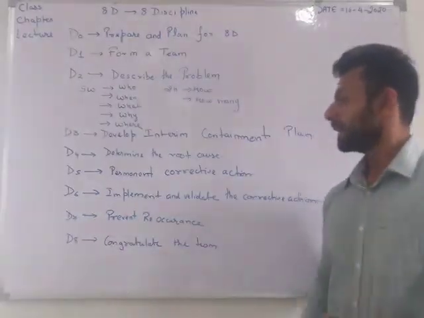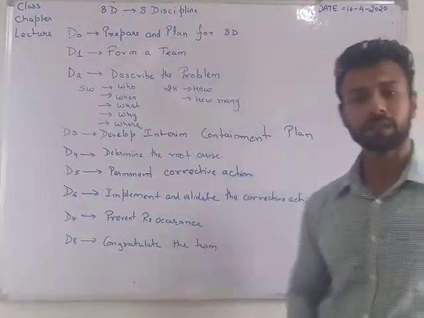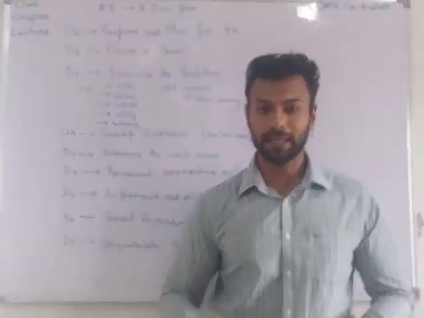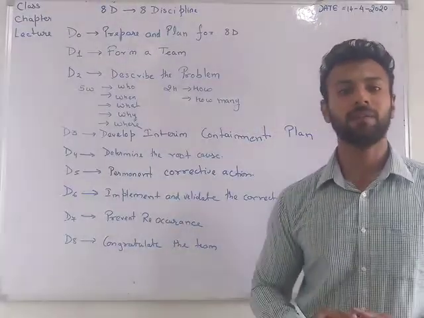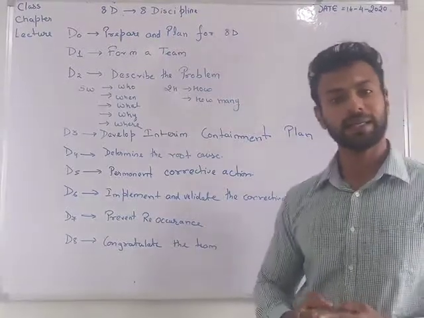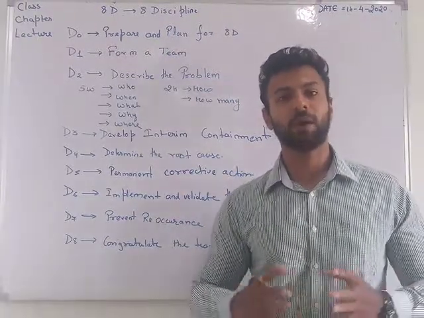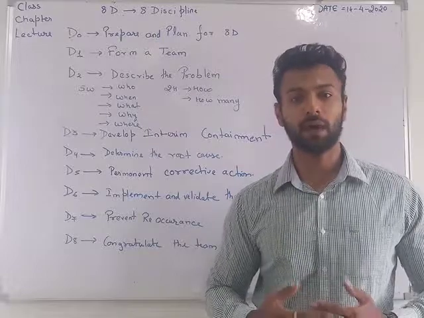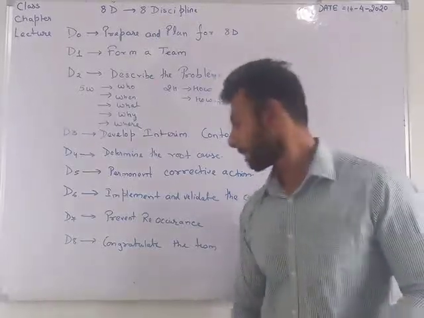Next is D7, prevent reoccurrence. We have to check again and again and confirm that after taking the corrective action, the problem which occurred has not been created again and is not reoccurring at the plant side.